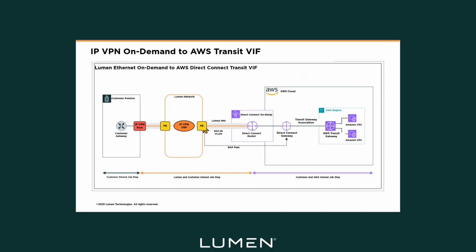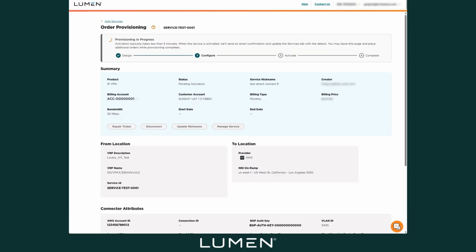When that gets created, we're going to go back into the AWS console. We're going to go ahead and create the VIF, or the virtual interface, that allows us to get to our virtual private clouds. So we'll come back to Control Center and we'll see that it's filled in the design, it's filled in the configuration. Next step will be activate.